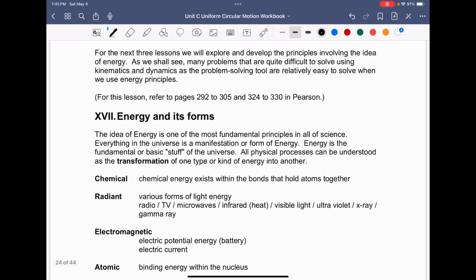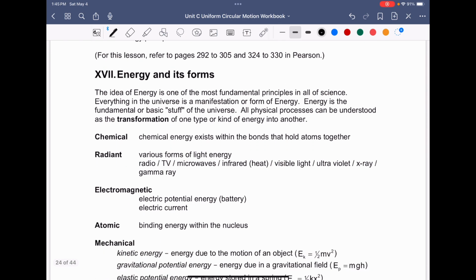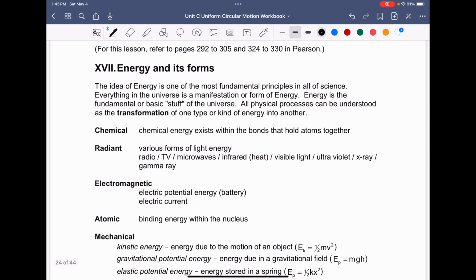Now, when we look at energy in its different forms, we know that energy can be represented in a bunch of different ways. Primarily, what we're going to deal with is mechanical energy. What we want to highlight first and foremost is that energy is one of the most fundamental principles of all science. Energy is the transformation of physical processes. So all physical processes can be understood through the transformation of one type of energy to another. Primarily for us, what we're going to deal with is the mechanical side.